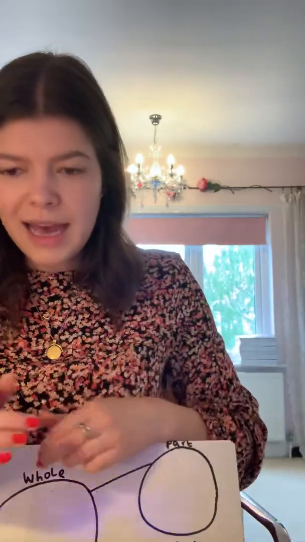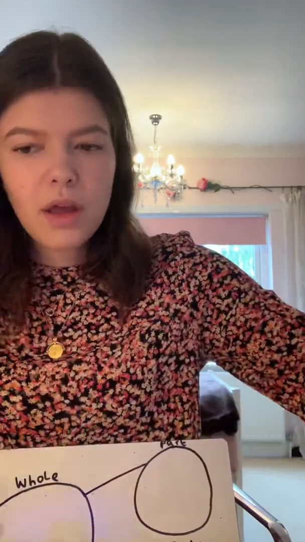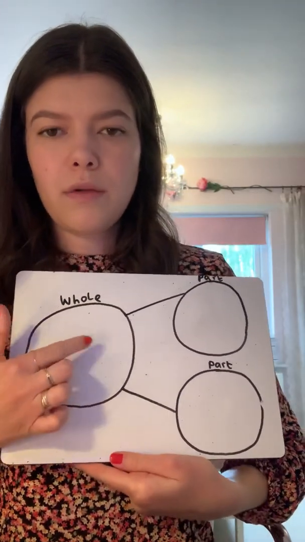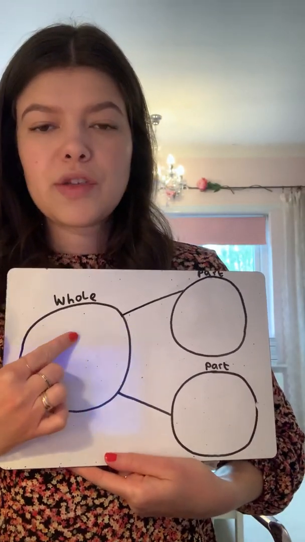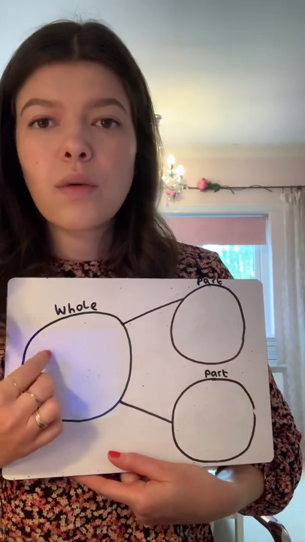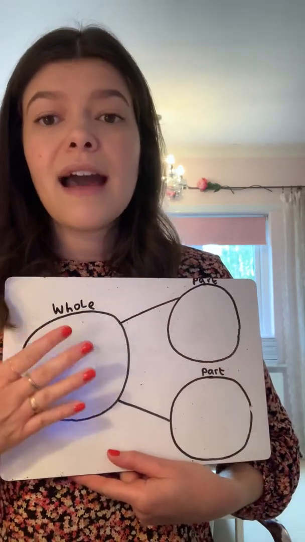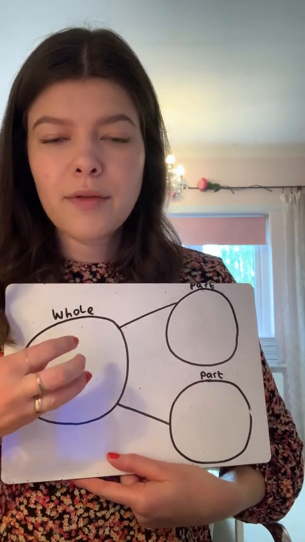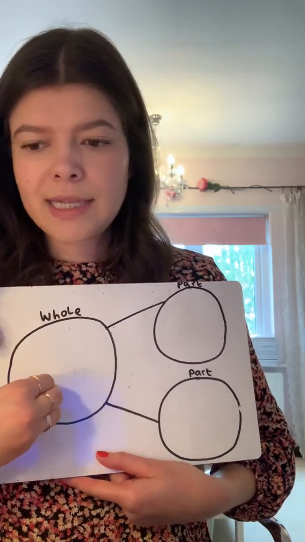Fantastic actions. Okay, so for subtraction, we have the whole here. Now, when we're talking about the whole in subtraction, that's the number we start with, okay? So the whole is how many there are altogether, our starting number at the start, okay? So that number that we start with, how many objects we count out.